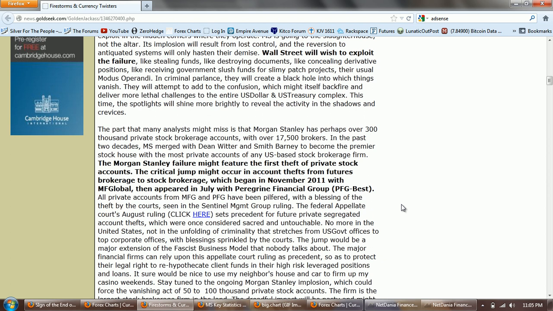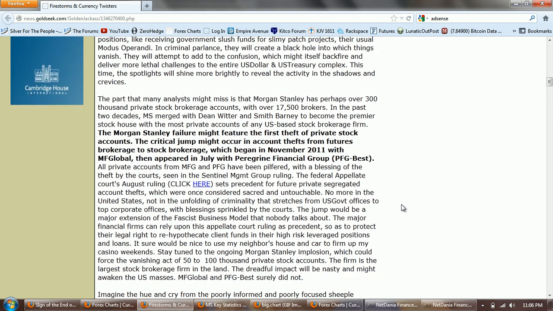The part that many analysts might miss is that Morgan Stanley has perhaps over 300,000 private stock brokerage accounts with over 17,500 brokers. In the past 2 decades, Morgan Stanley merged with Dean Witter and Smith Barney to become the premier stockhouse with the most private accounts of any U.S.-based stock brokerage firm. The Morgan Stanley failure might feature the first theft of private stock accounts.